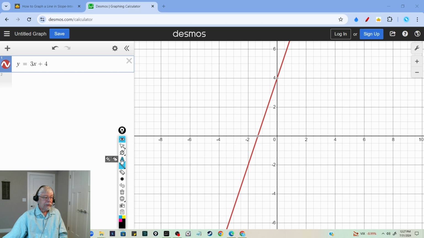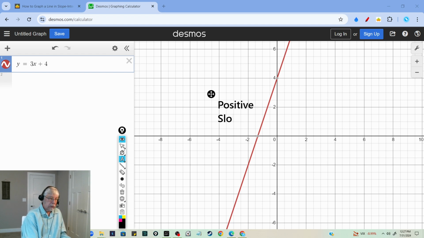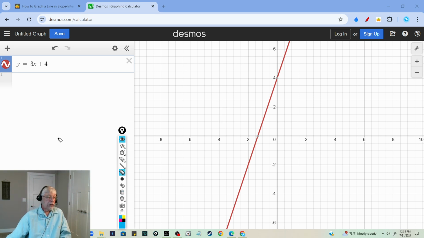And what does the slope of 3 mean? I know that this is a positive slope. If the line goes up, left to right, okay, if you look at the graph and you move from the left of the graph to the right, if the line is going up, like what you have here, it's a positive slope. What do you think is going to happen if I put a negative 3 in there?